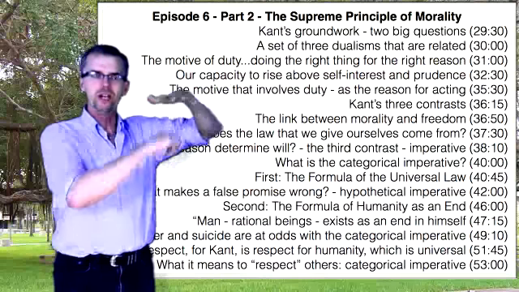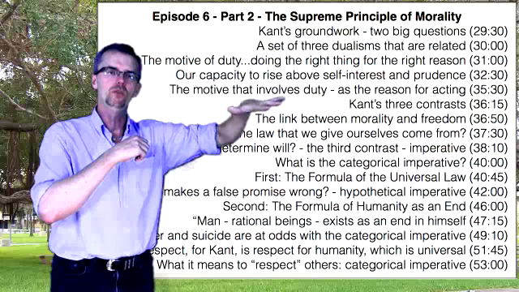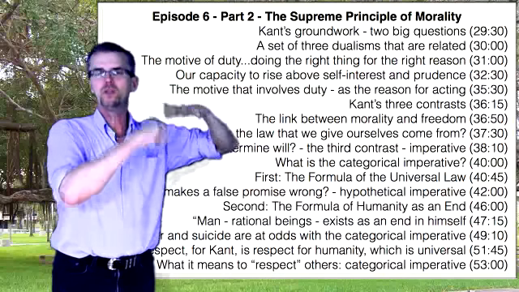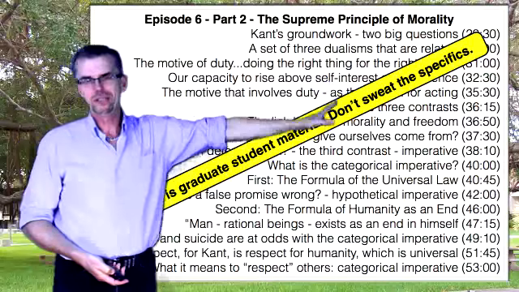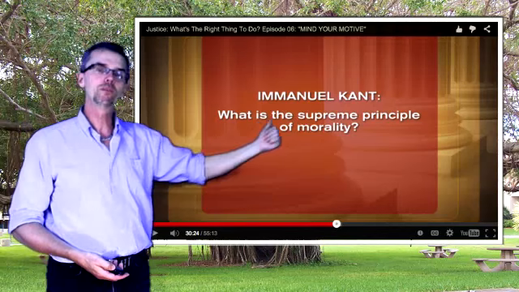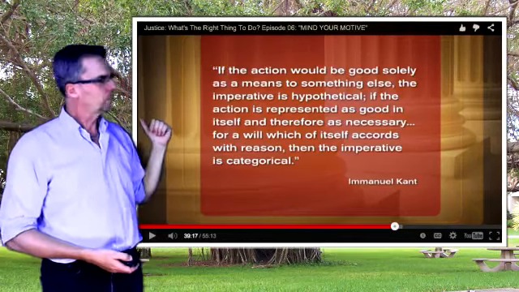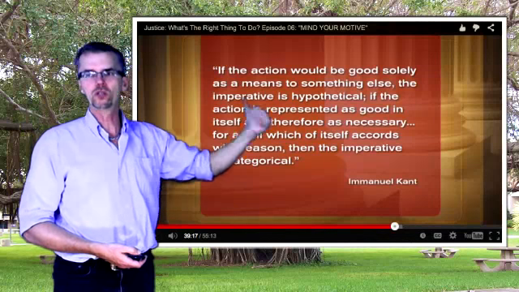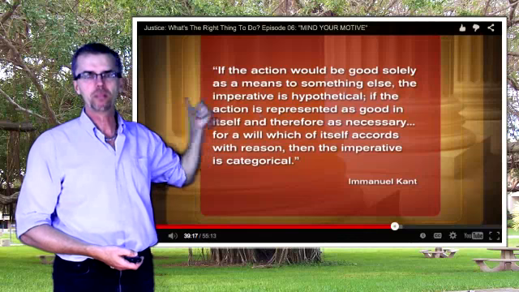Like I said, this is that law that's above religion, a spirituality, a connection to deity that exists above organized religion. Once again, this is graduate student material. You don't need to dig deep into it. It talks about what is the supreme principle of morality in Kant's view. And what he says is, if the action would be good solely as a means to something else, the imperative is hypothetical.